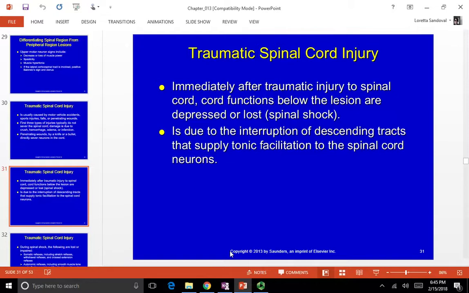So immediately after a traumatic injury to the spinal cord, functions below the lesion are completely depressed or lost. And this period of time is called spinal shock. It's usually due to inflammation. The inflammation interrupts the descending tracts that supply tonic facilitation to spinal cord neurons. So immediately after a traumatic spinal cord injury, you don't know what is going to come back until that inflammation subsides.